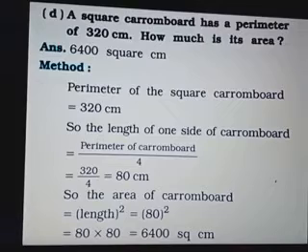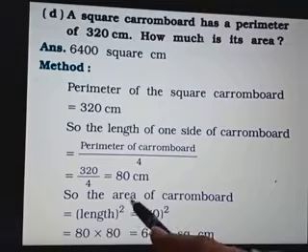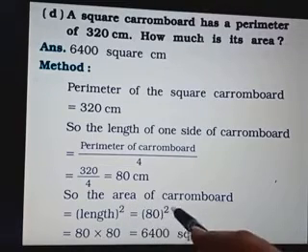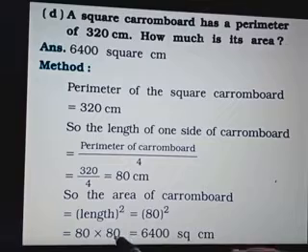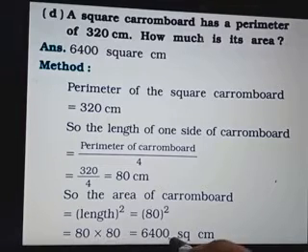So the area of the square carom board equals length multiplied by length, or you can use this formula also, length square, right? Length multiplied by length, that is 80 multiplied by 80. If you use the formula length square, then also 80 squared means 80 multiplied by 80. You can calculate it directly. 8 8s are 64, and the rest of the 0s you can add to 64, so it will be 6400 square centimeters. Is that clear?